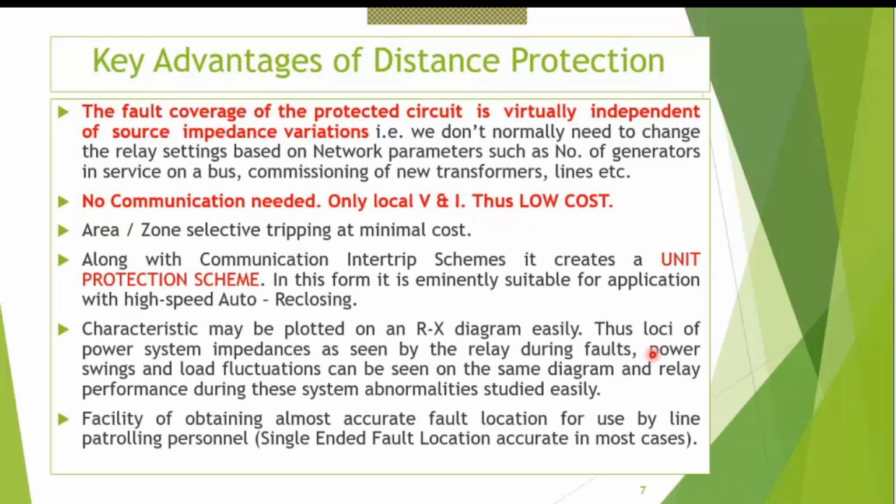We have different kinds of power system happenings. Power system impedance fluctuates from the relaying location for different reasons: for faults, for power swing, for load fluctuation, for generator load changes, generator loss of field, pole slip, and all those things. All those happenings can be plotted on a single diagram. That is a very essential investigation tool for the protection engineer. So distance protection helps in this.